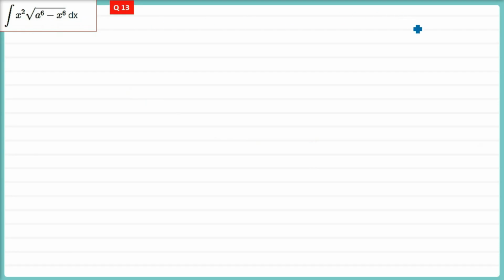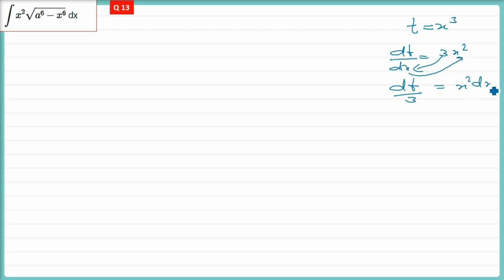Now x square dx you want. This is outside. So when you take t equals x cube and differentiate this, dt by dx will be equal to what? 3x square. So dt by 3 can be written as x square dx. This x square and dx is already given in the question. We will try to put dt by 3 in for it. So dt by 3, 1 by 3 will go outside.